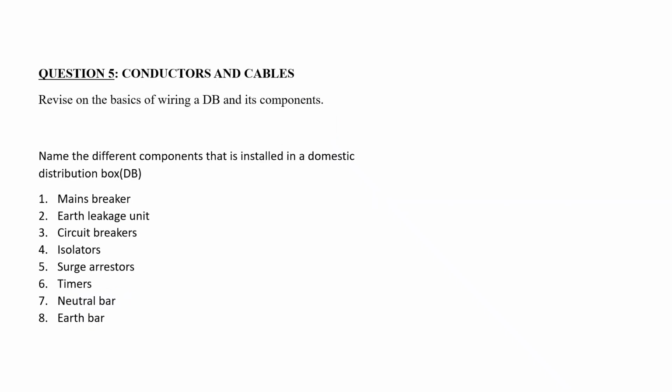Question 5. Conductors and cables. Revise on the basics of wiring a DB and its components. Name the different components that are installed in a domestic distribution box, DB. The main breaker, an earth leakage unit, circuit breakers, isolators, surge arresters, timers, neutral bar, and an earth bar.